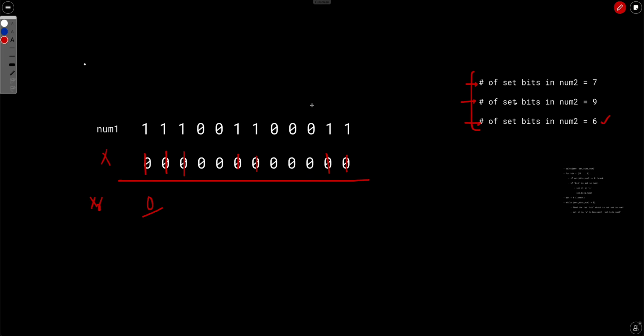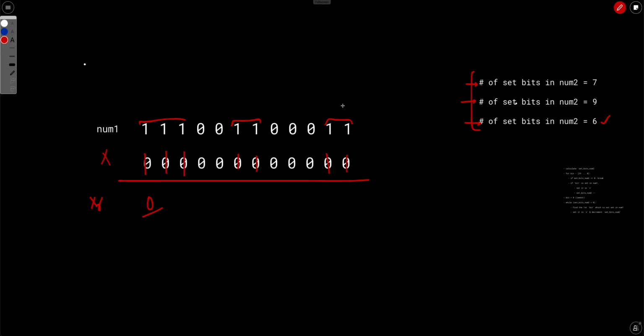Okay, now you have these choices. You can choose any of these ones and make them set in x. Okay, you have only this choice. So there are only 6 bits. So which one of these will you choose? The answer is, you will choose the rightmost or the leftmost one.